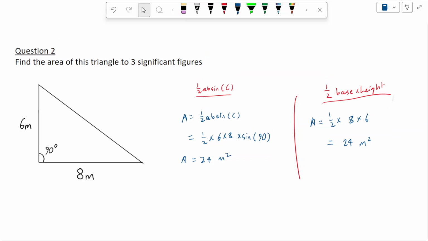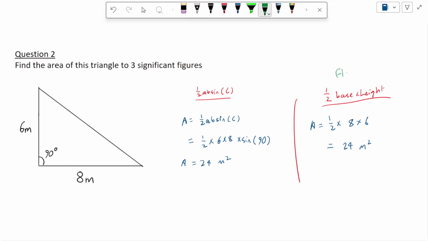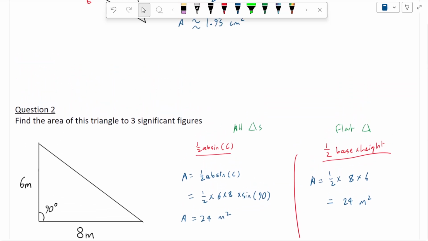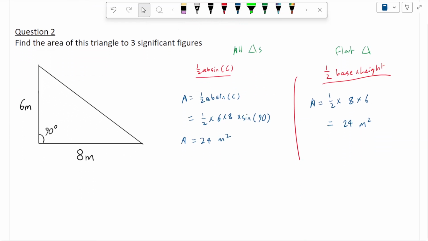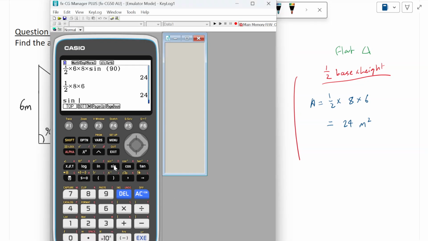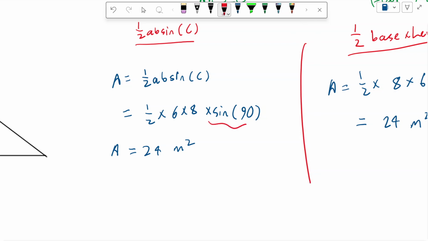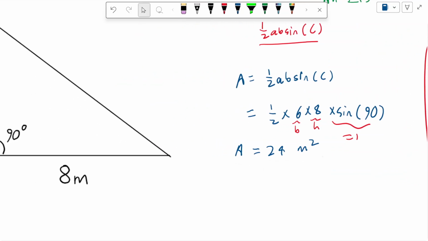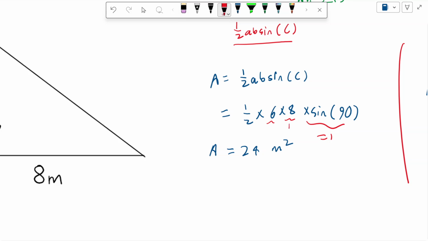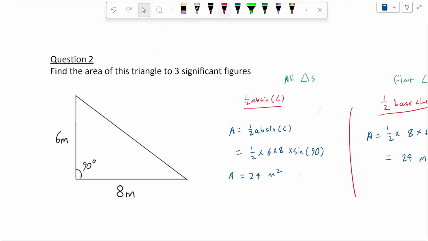Now, this only works if we have a flat triangle. This one works for all triangles. So the half AB sine C is much more powerful. The reason that you can use this formula is because sine of 90 is actually just 1. So when the triangle is nice and flat like this one here, that just equals 1. That's the height and that's the base. Other way around, that's the base and that's the height. But the point is it still works. But the sine version is a bit more powerful than that old formula we used to know.